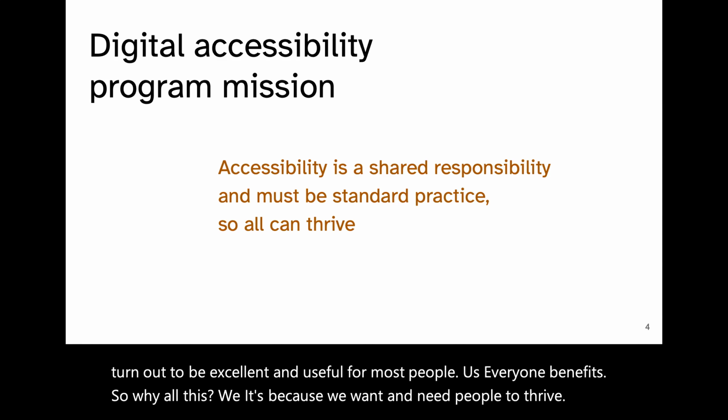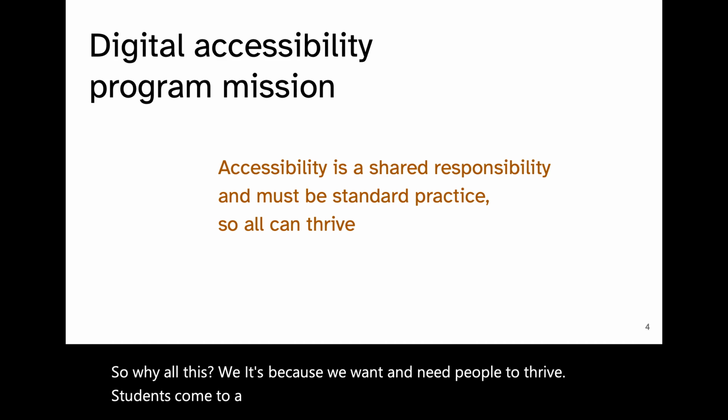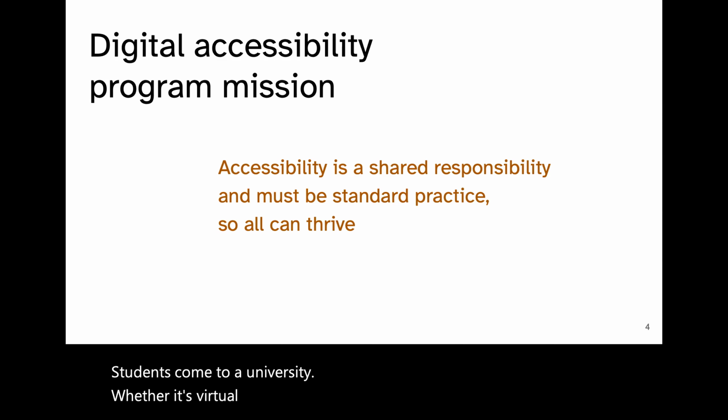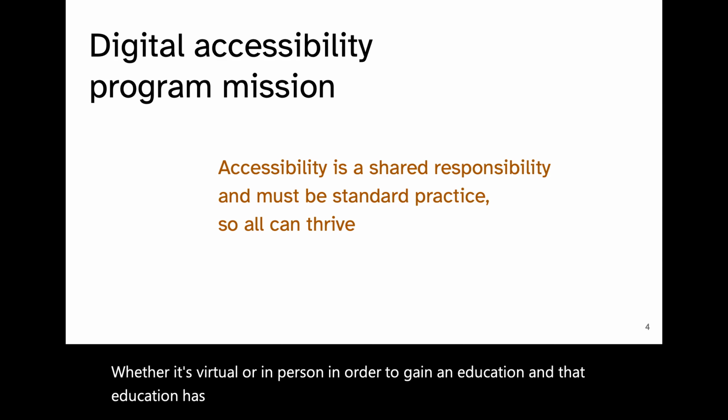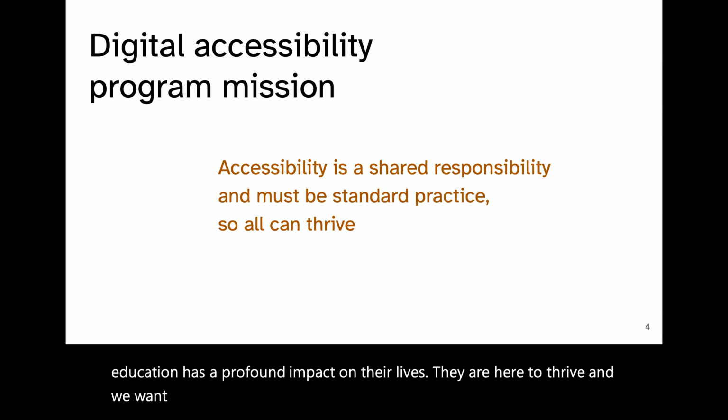It's because we want and need people to thrive. Students come to a university, whether it's virtual or in person, in order to gain an education, and that education has a profound impact on their lives. They are here to thrive, and we want them to thrive in their learning. We want everybody else to thrive as well, right?